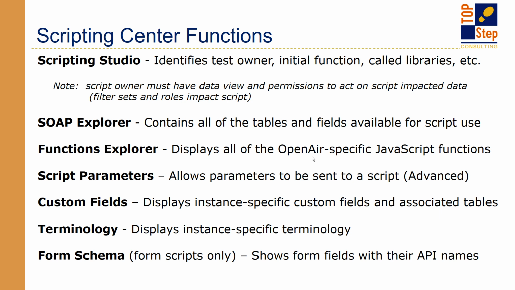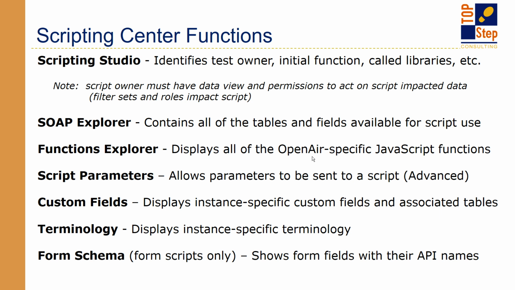Custom fields shows a list of all the custom fields and the tables that they are in, case you need to look those up by their actual display names. Those are also in the SOAP Explorer, but they're not in there by their display names. They're in there by their behind-the-scenes names, which on occasion can be kind of cryptic. So this custom fields area lets you look them up by the names you actually see in OpenAir.